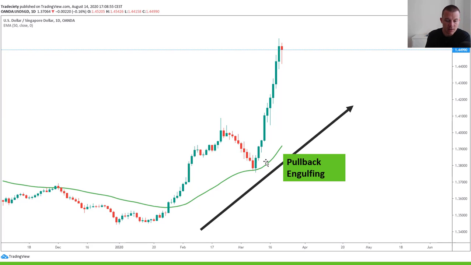Again, this is the daily chart. And once you see such a candle on the daily chart, you could go to a lower time frame, maybe the 1 hour, maybe even the 15 minute.